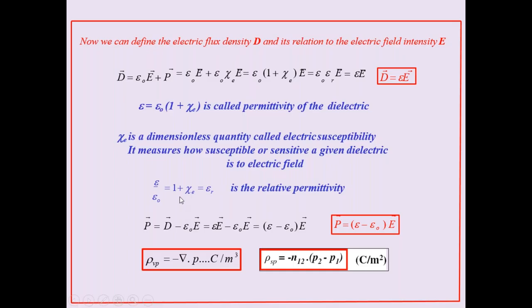Now we can define the electric flux density and its relation with electric field intensity as this. And this is called the permittivity of the dielectric. Now, chi e is a dimensionless quantity called electric susceptibility. It measures how susceptible or sensitive a given dielectric is to an electric field. So we have this. It's telling us the relative permittivity.